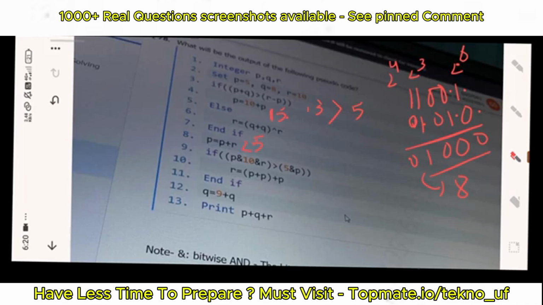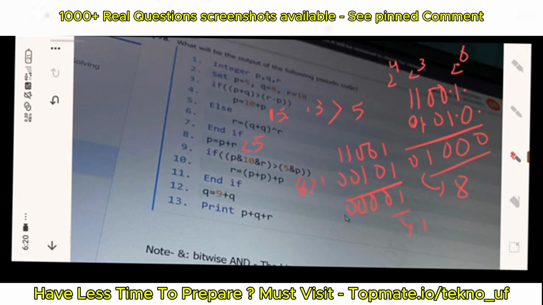So we also have to calculate 5 and p. So p means 11001 and 5 means 101. So 0 and 0 here, 1 and 1 is 1. That means true and true is true. False and false is false. True and false is false, false and true is false, and true and false is also false. So only 1. So this is equivalent to 1.